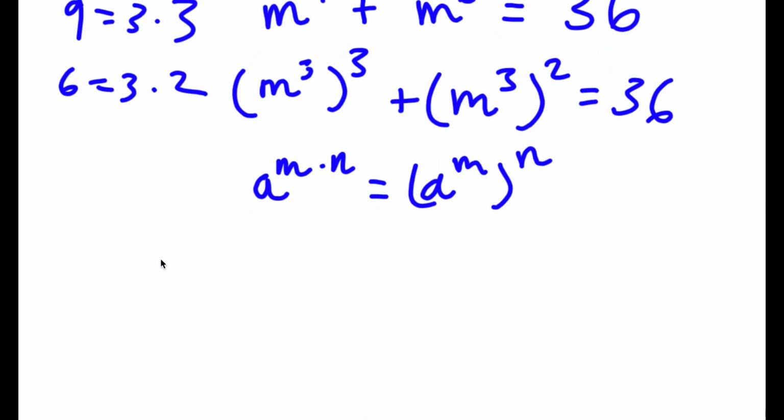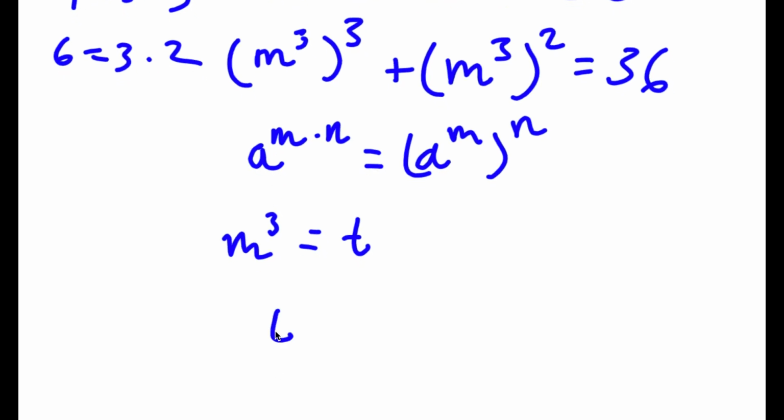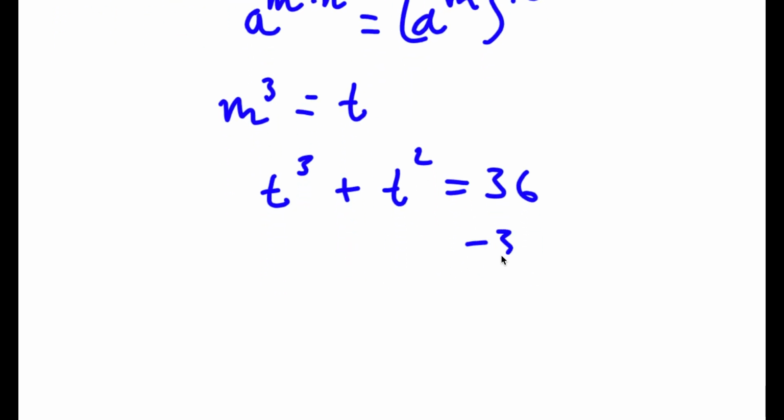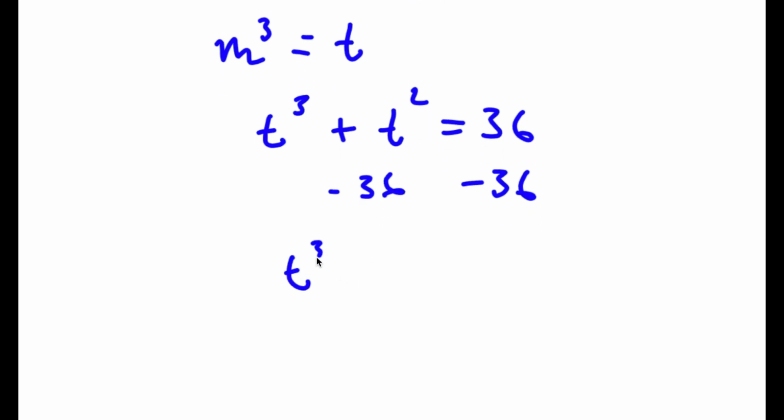So now I'm going to set m to the power of 3 equal to the variable t. So if I substitute in t for m to the power of 3, I get t to the power of 3 plus t squared is equal to 36. Now if I subtract 36 on both sides, I get t to the power of 3 plus t squared minus 36 is equal to 0.